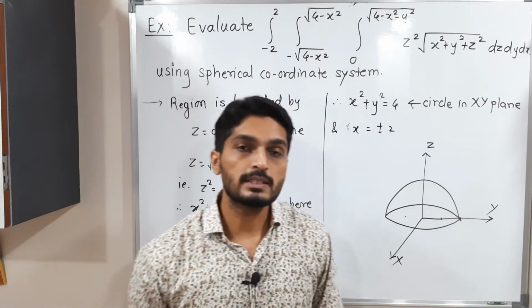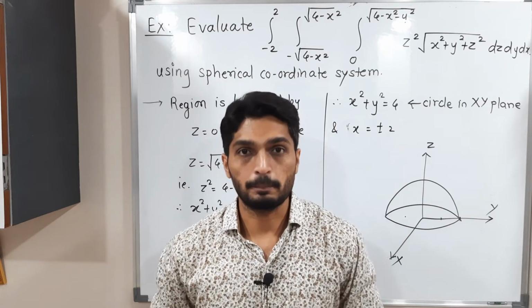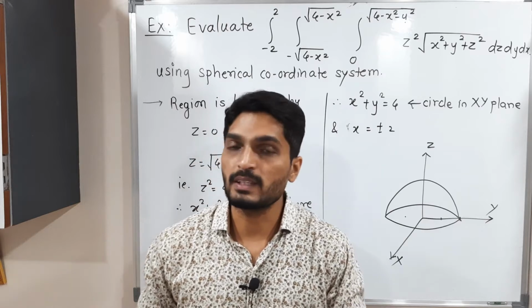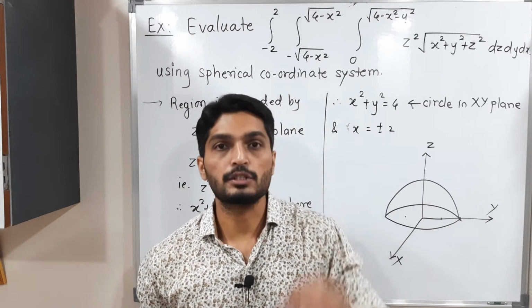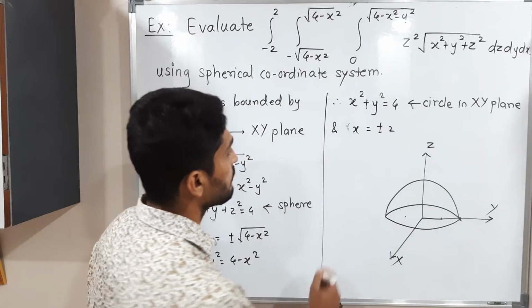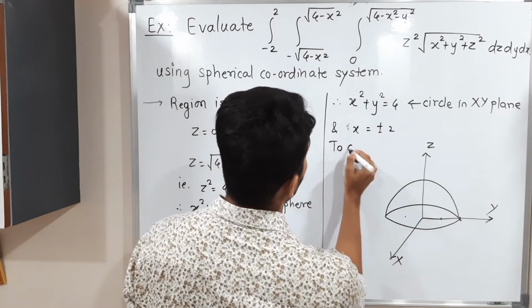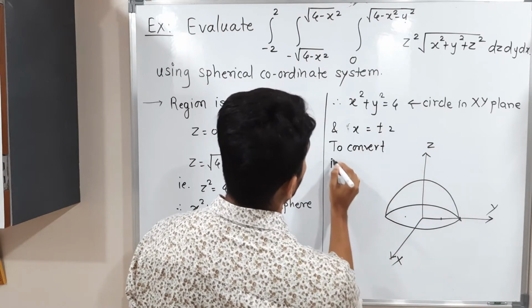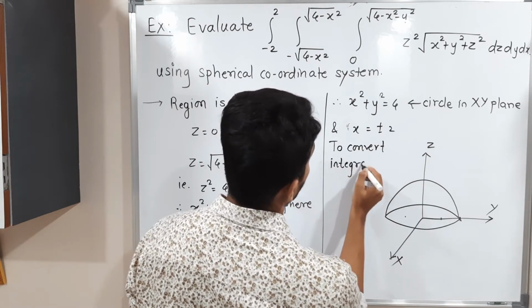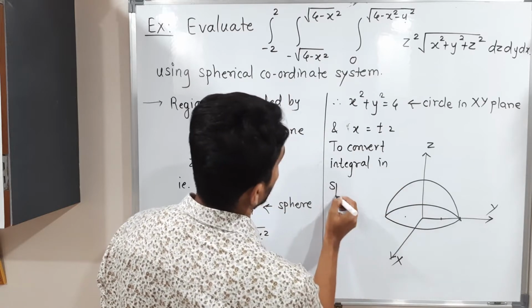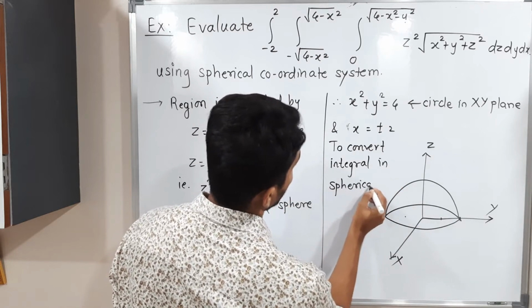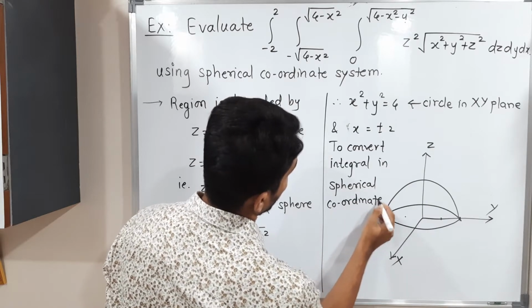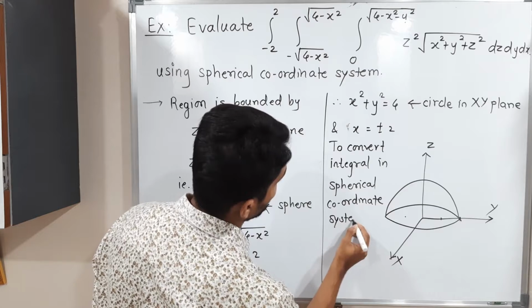We have this hemisphere. When you have a sphere, it is better to convert the problem into the spherical coordinate system so we can easily get the answer, and they have mentioned the same. So let us convert the problem or integral into the spherical coordinate system. We don't have space, so I'm writing in this way.